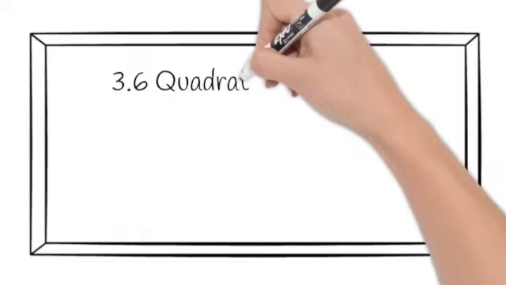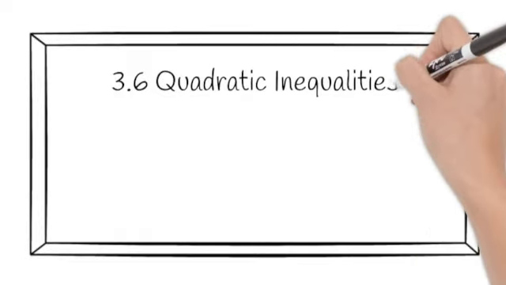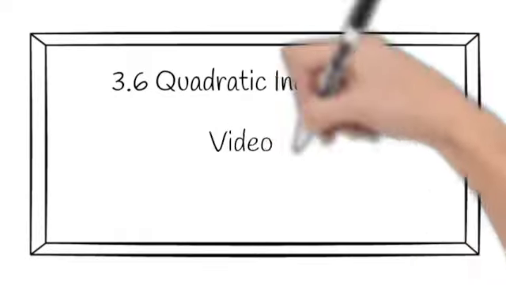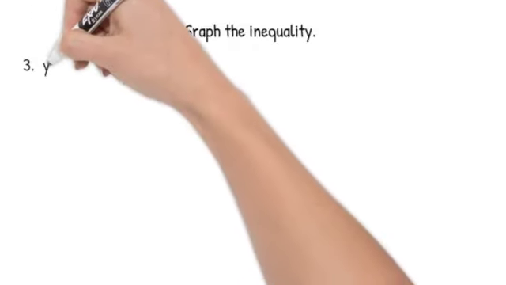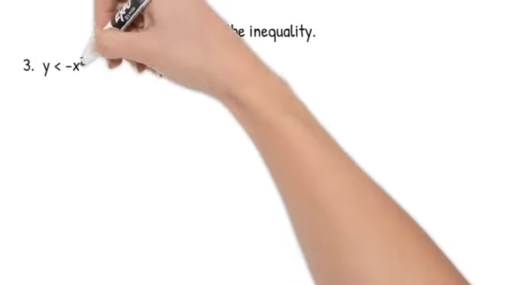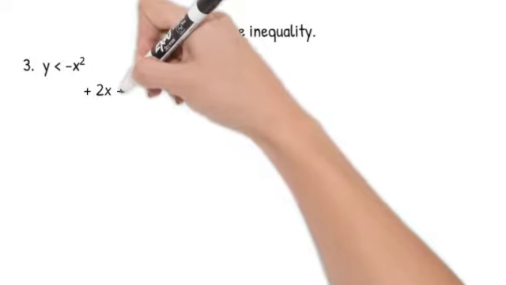All right, this is 3.6 Quadratic Inequalities. This will be video number 2, and this time we are solving systems of inequalities. So let's start with example number 3. We have y is less than negative x squared plus 3.